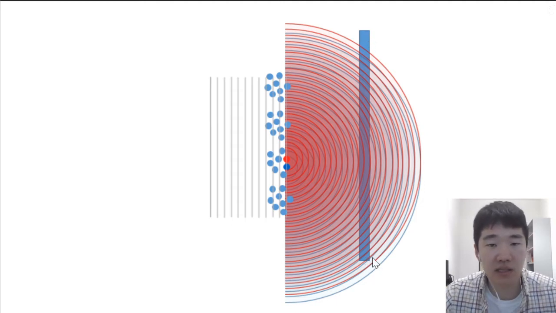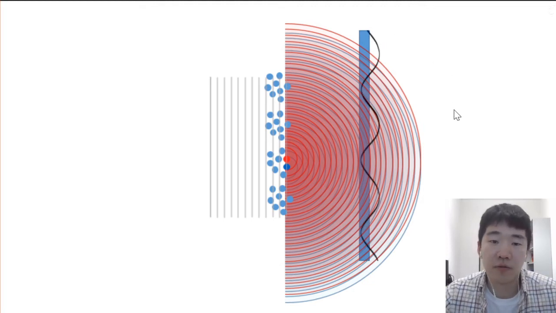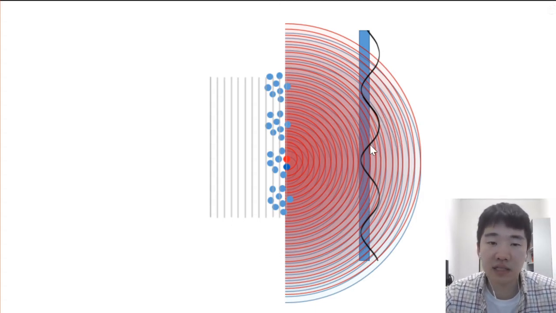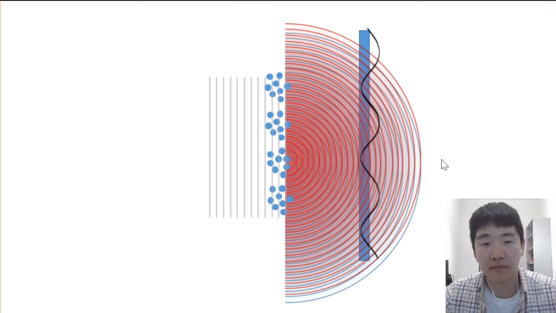Let's imagine this rectangular thing is a detector. Then you probably get a wave like this. For example, there is constructive interference and destructive interference, with some period, some frequency. Actually, this depends on their distance.